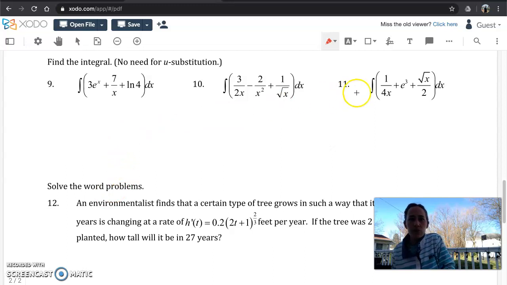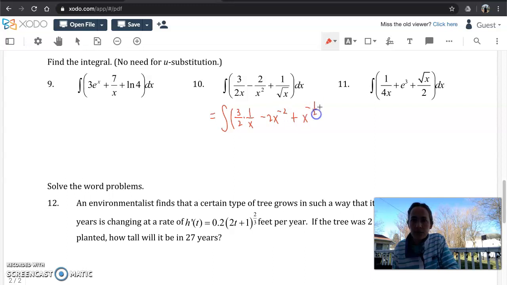Up top, just remember, these say no need for U-substitution. That's the hint. There's no substitution that needs to occur in 9, 10, and 11. Doesn't mean they're going to be easy. You'd have to manipulate. Like before I do 10, I'd probably want to rewrite it. Actually, this one can use the 1 over x rule. But I'd want to rewrite it algebraically so it'd be easier to take an integral before I get started. And then the rest is up to you.